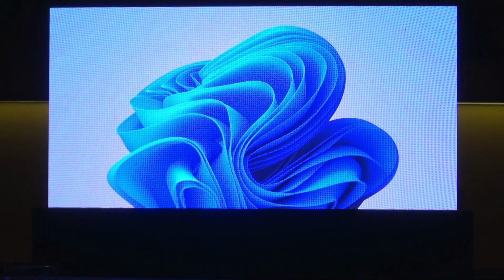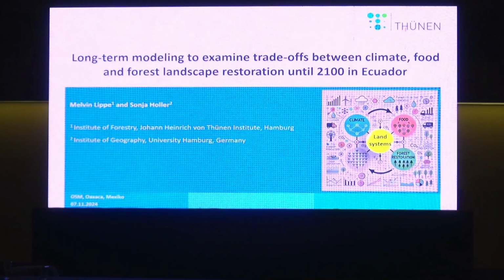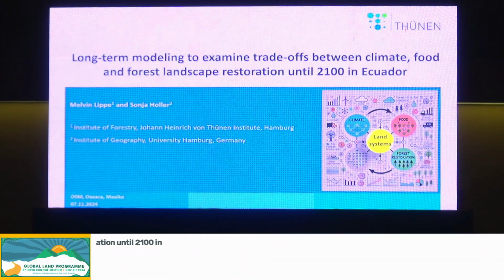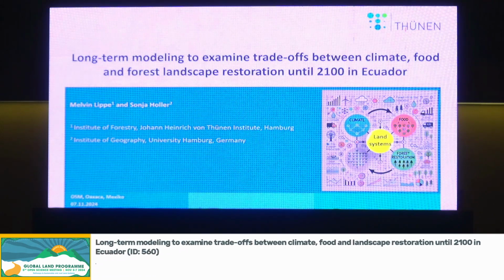So, yes, then we come already to the last presentation, and I try to keep my presentation to less than 10 minutes, so I hope we have time for some discussions. My name is Melvin Lippe, as Simon said, Thünen Institute of Forestry, National Federal Research Institute in Germany. But I'm actually a modeler and remote sensing scientist. I'm not a policy advisor, but somehow that's also my role. It's a funny role sometimes. I find it controversial too. Anyway, that's another thing to talk about.